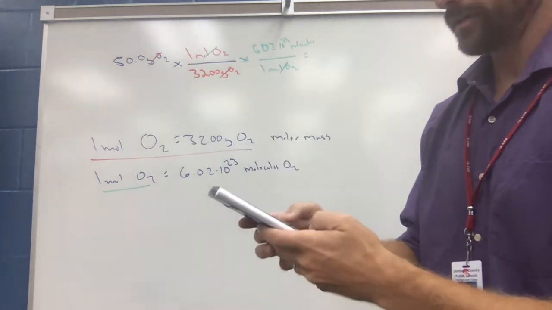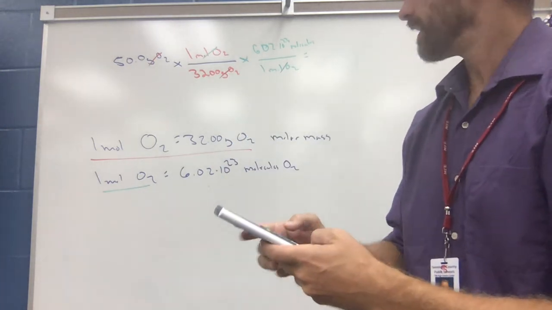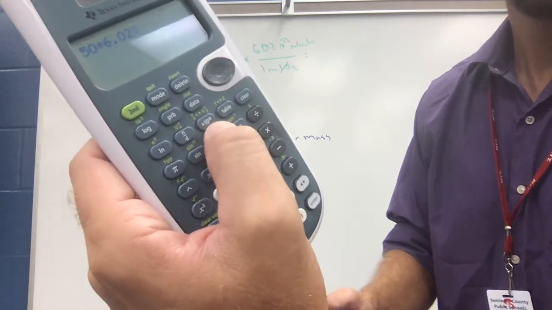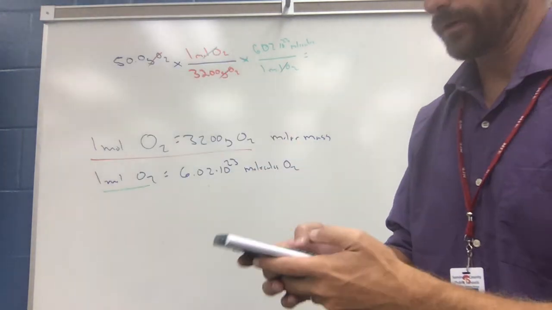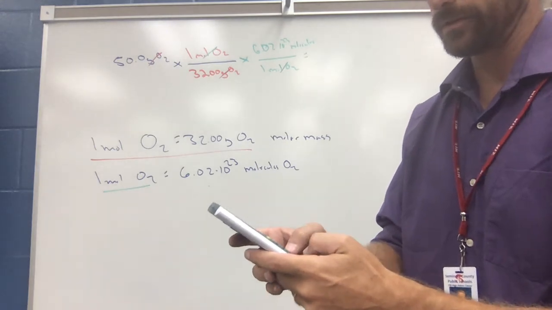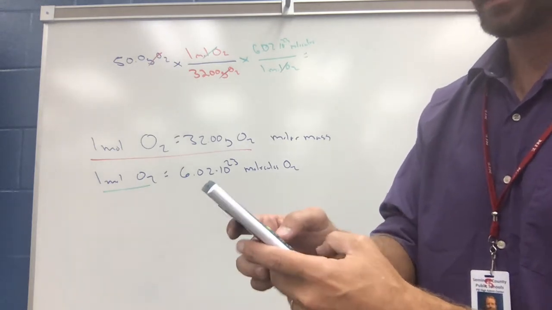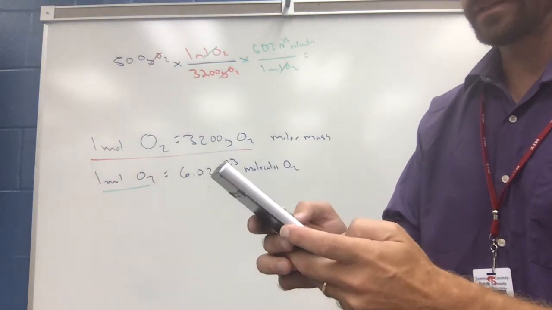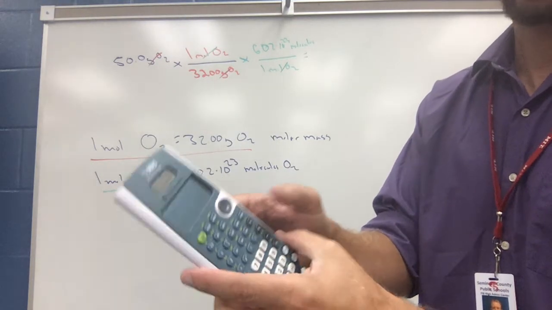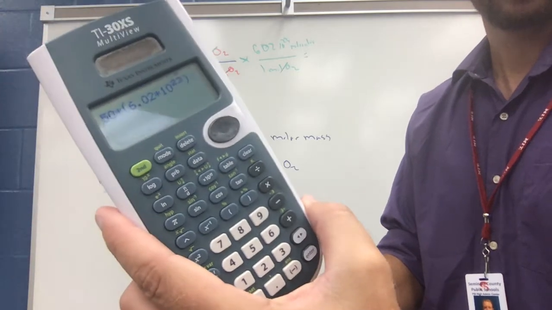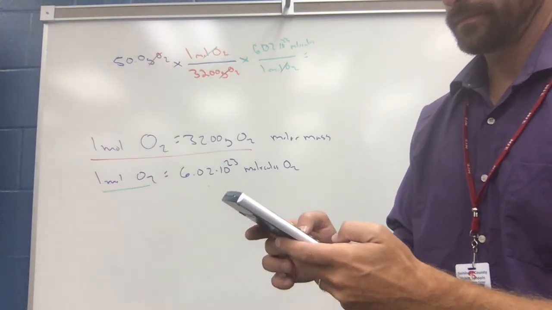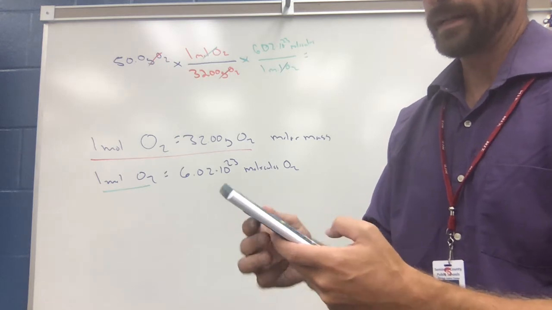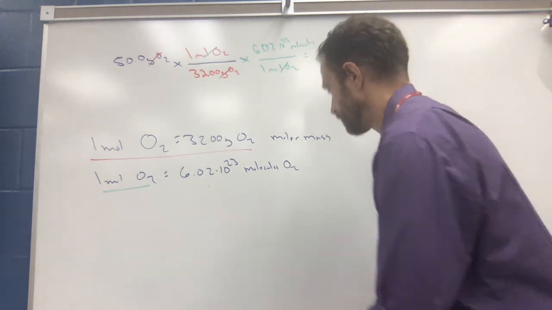If you're using the ones we've got here at school, you do 50 times 6.02 and then use that 10 raised to whatever power. We need to put that in parentheses though. So parentheses 6.02 times 10 to the 23rd. Then you have to hit the over button and end parentheses so that it looks like that. Learning how to use the tools is a helpful thing to do, divided by 32. And that's going to give us 9.4 times 10 to the 23rd.